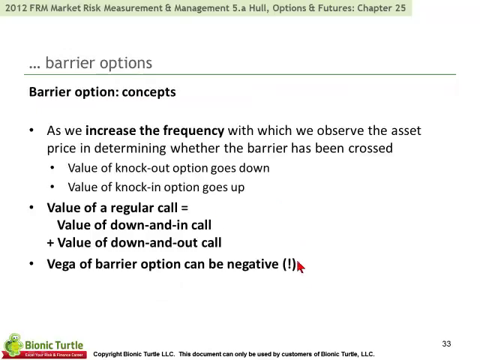So those are the concepts in regard to the barrier option. Here's a popular question in Hull. What happens if we increase the frequency with which we observe the asset price? Well, if we think about it, the observation of the asset price is what determines whether the barrier option gets knocked in or out. So as we increase the frequency, the value of a knockout option ought to go down, but the value of a knock-in option ought to go up, because we're making it more and more likely that we capture that moment when the stock price has breached the barrier and the option gets knocked in. So it really depends on whether it's a knock-in or knock-out.